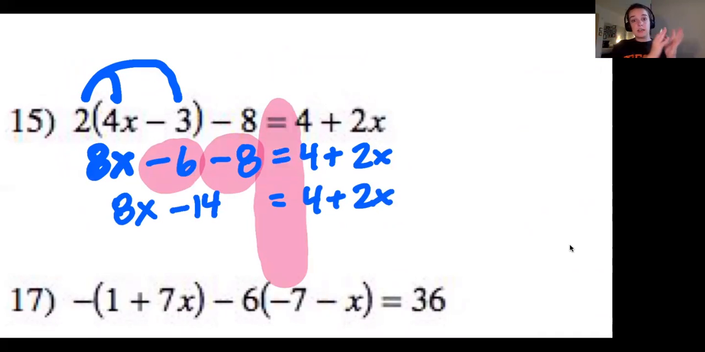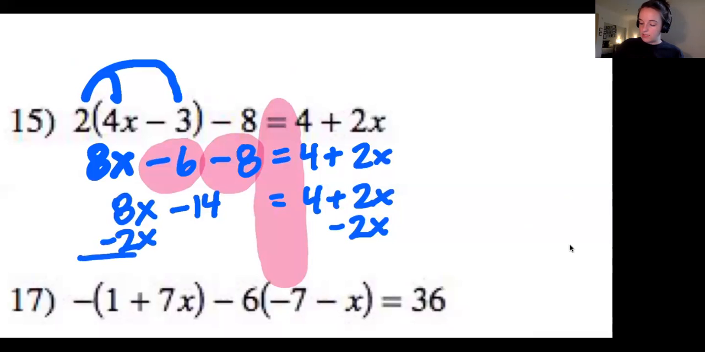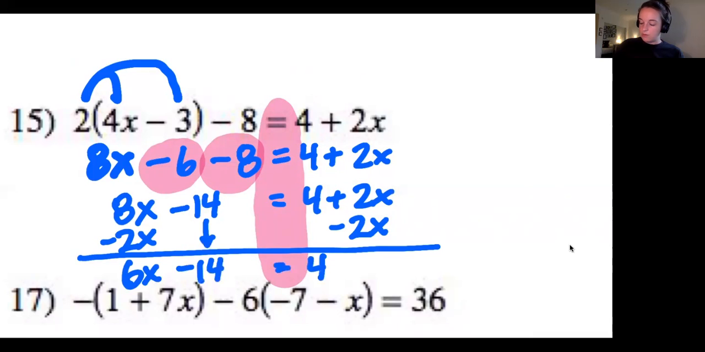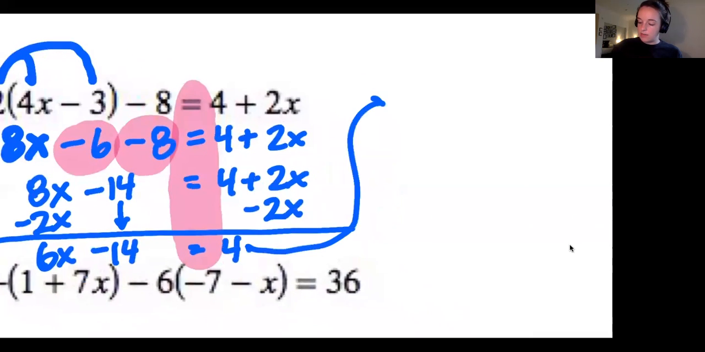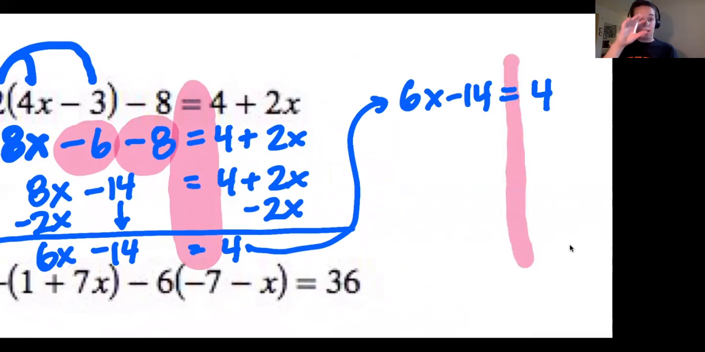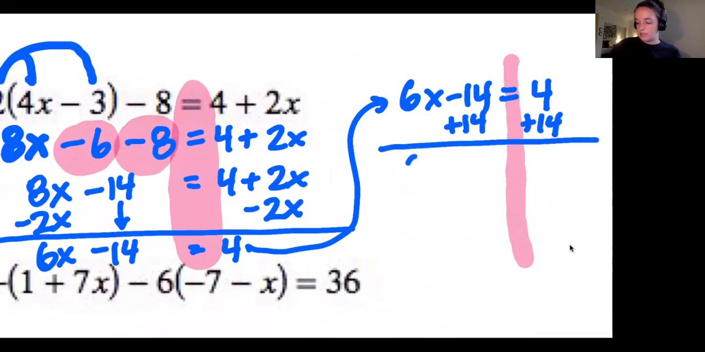From here, I want to get the x's on one side and the numbers on the other. I'm going to go ahead and move my 2x to the other side by subtracting, doing the opposite. That's going to give me 6x minus 14, bringing straight down, is equal to 4. I don't have much room, so I'm going to write it right here. 6x minus 14 equals 4. Now I want to get the numbers on the other side. So I'm going to start by adding 14 on both sides. That gives me 6x equals 18.